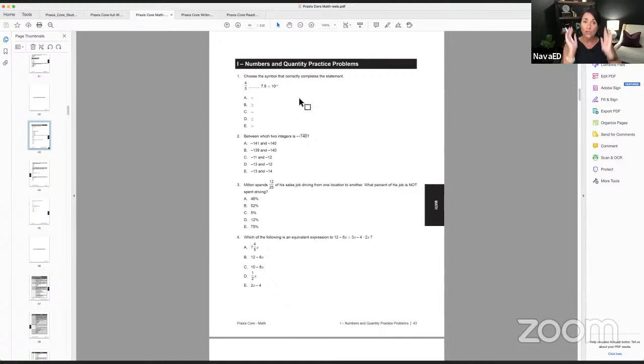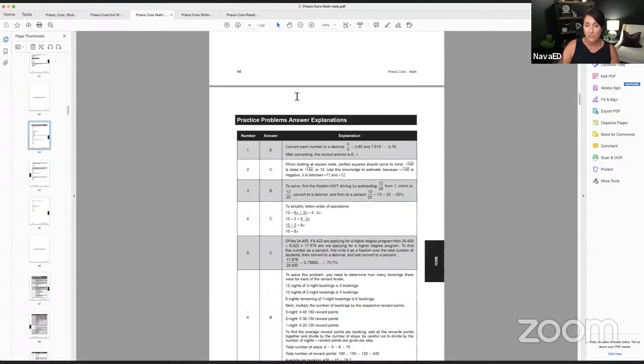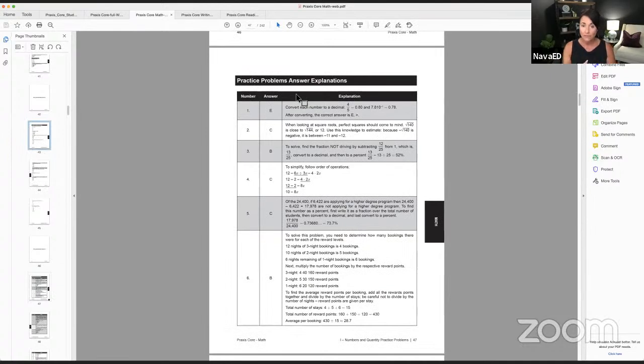Then we're going to do our numbers and quantity practice problems. These are just for numbers and quantity. There are 10 here, and of course, the answer explanations here. Now, a couple of things. If you get between a 70 and an 80, you're doing good. You've got the skills down.